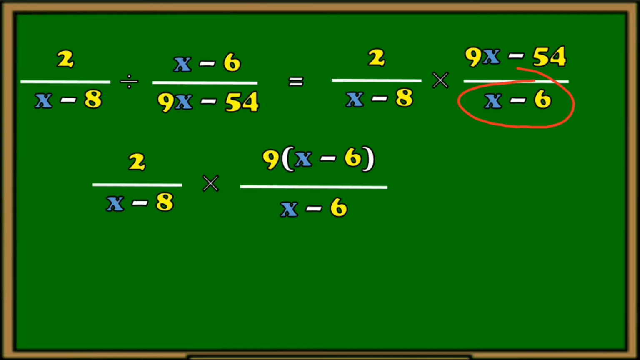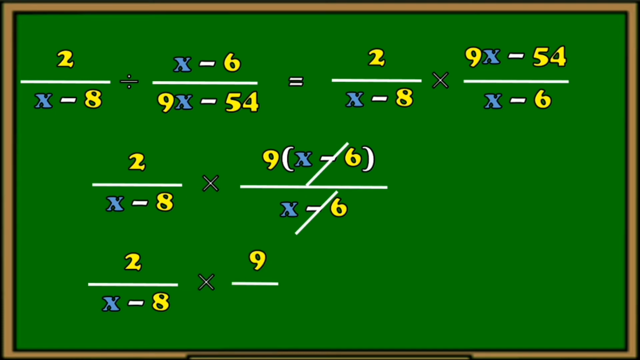Now, as we can see, we have x minus 6 on the numerator and x minus 6 on the denominator. We can cancel those two x minus 6, leaving us with 2 over x minus 8 times 9 over, since we don't have any denominator, we can write 1, since 9 is equivalent to 9 over 1. Now everything is in its simplest form, we can proceed to multiplication.